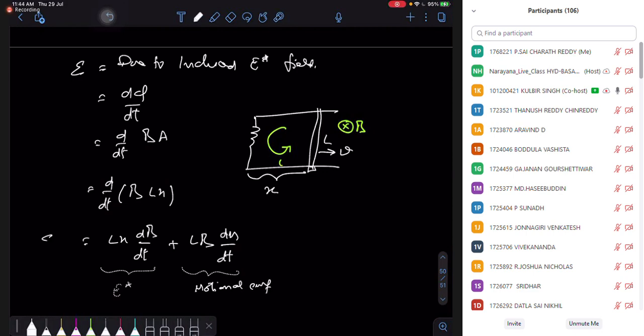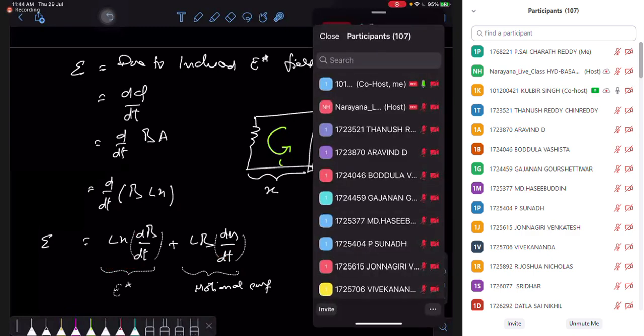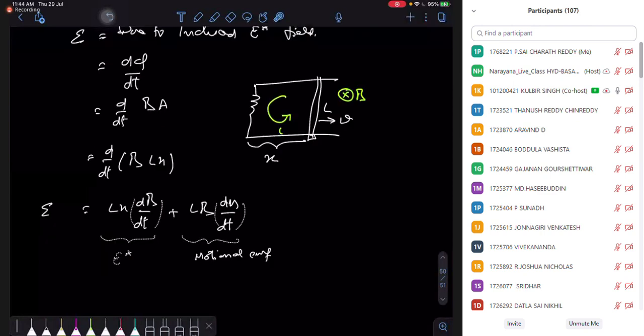So both of the EMFs are responsible for my flux change, right? Both are independent phenomena, both are connected by Faraday's law, and both can contribute to the net EMF. Your net EMF may be caused by the magnetic field variation, and it could also be caused by the motional EMF due to the motion of conductors. Mostly in practical life, both are contributing. So I have the EMF Lx dB by dt on this side, and on this side the EMF is LB dx by dt.